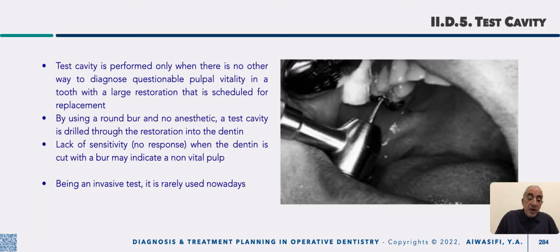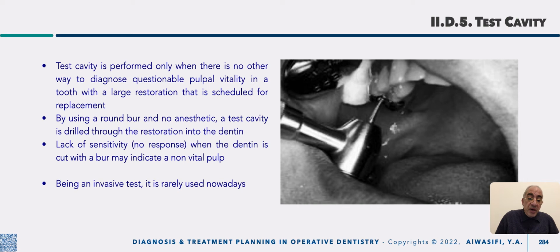Test cavity, simply, in certain cases we have a problem with teeth with large restorations or full coverage that are not suitable to be definitely diagnosed with hot and cold or thermal tests, or with an electric pulp tester, to define the degree of pulp sensibility. In such cases, there is an old test that, in my opinion, is aggressive and also unethical.